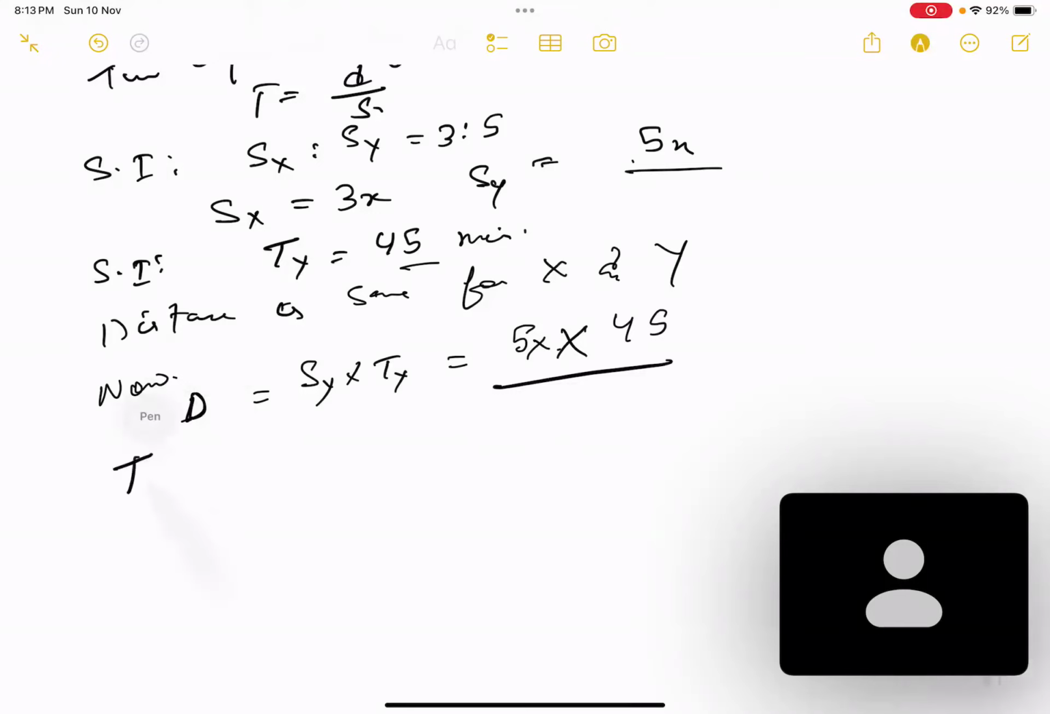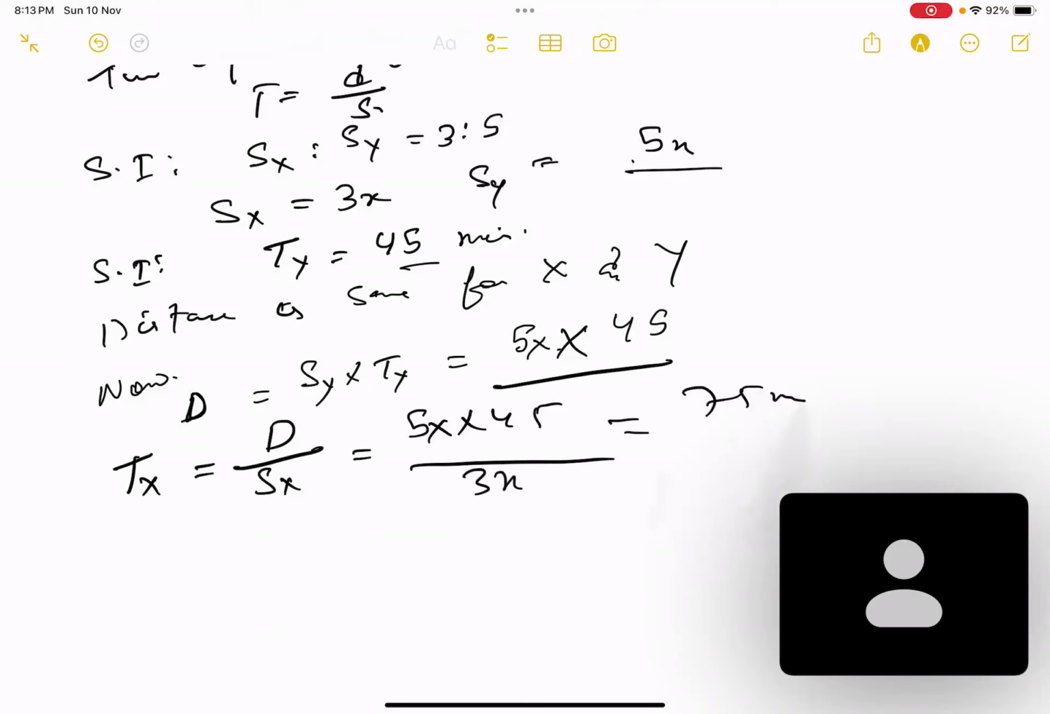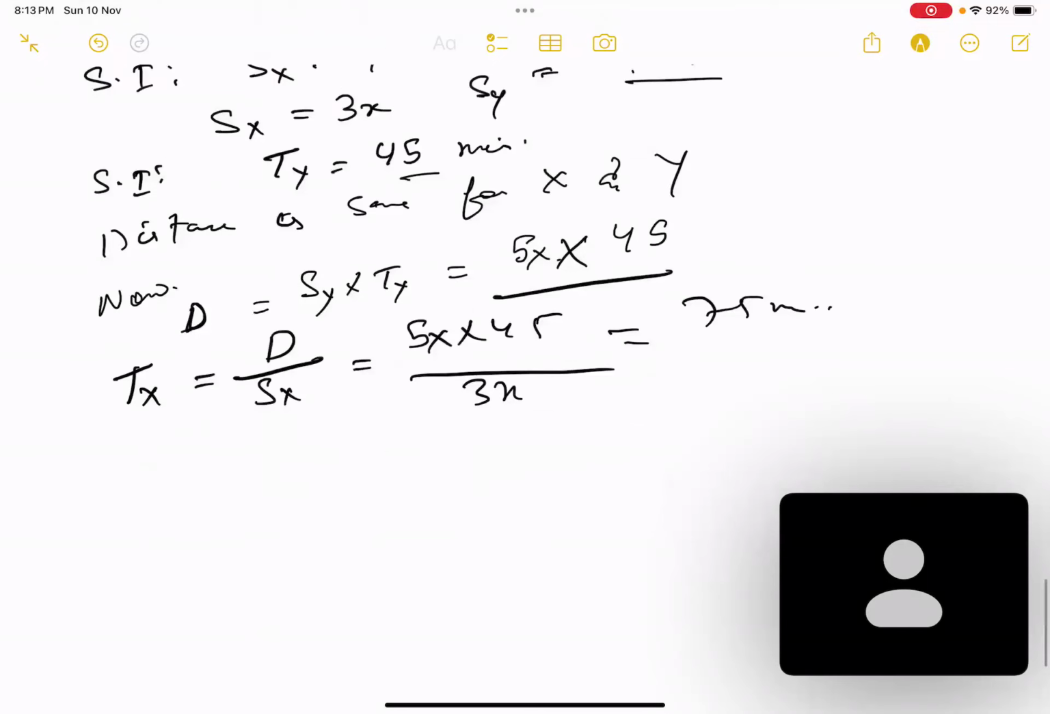Same for x. Now time for x is nothing but distance by speed for x. Distance is how much? 5x into 45x, speed of x is 3x. We find this is 75 minutes. Since we see that we require both statement one and statement two, therefore both are required.